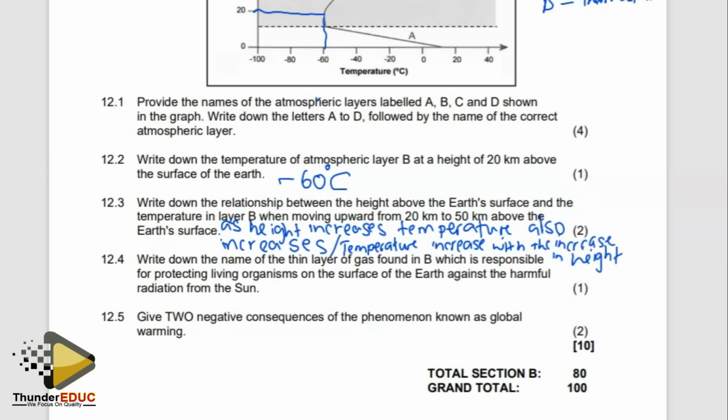Let's move on to 12.4. Write down the name of the thin layer of gas found in B, which is responsible for protecting living organisms on the surface of the Earth against the harmful radiation from the sun. Okay, so this is found in B, that is the stratosphere. So we have the ozone layer. That's the name of the thin layer that protects us from UV radiation.